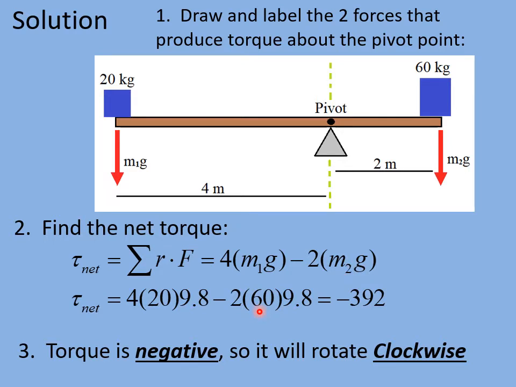m2 is 60. So it turns out this number is larger than the first number, so our net torque is negative, and it's negative 392. So since that's a negative torque, it will rotate clockwise. Okay, and so again, this was just a review. We did this much of the problem in the previous part of this lecture.